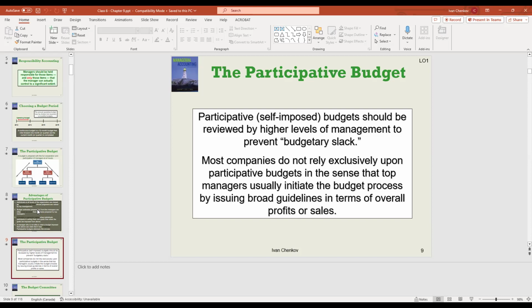What does budgetary slack mean? Budgetary slack, simply explained, would be, imagine you're a salesperson.